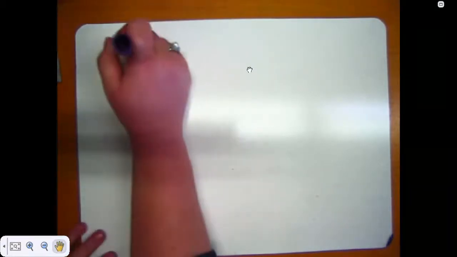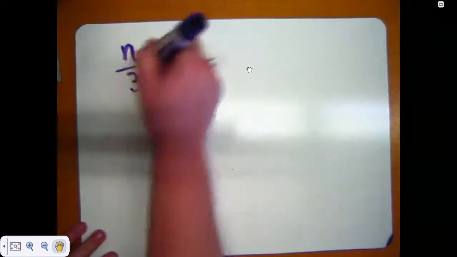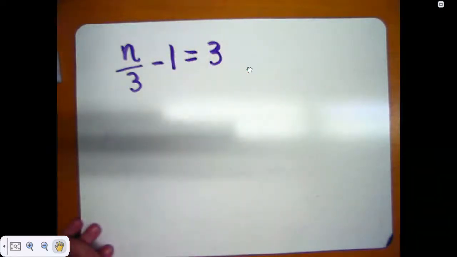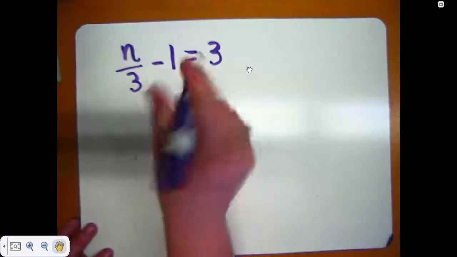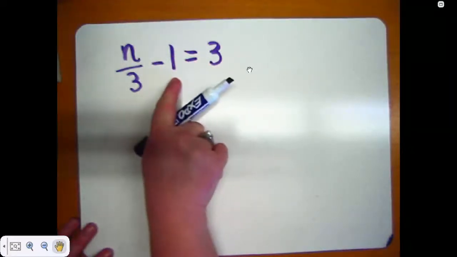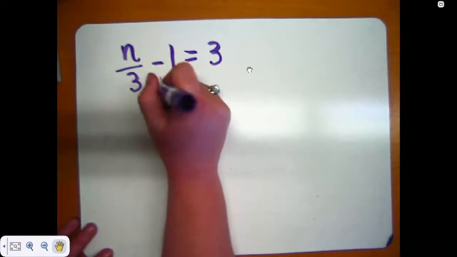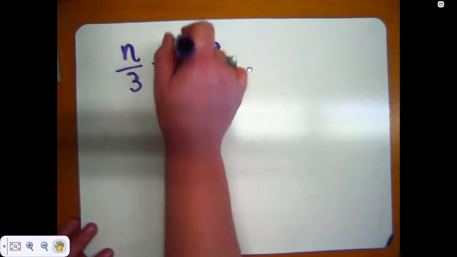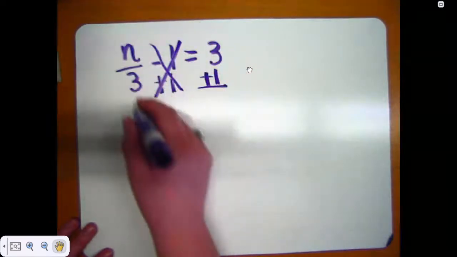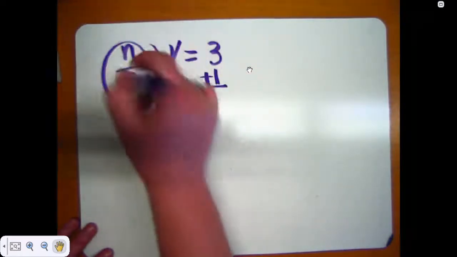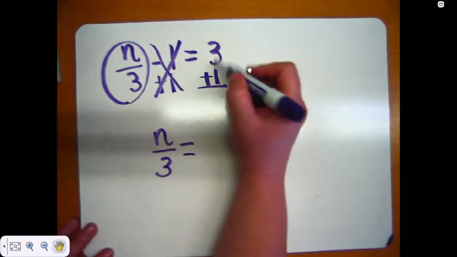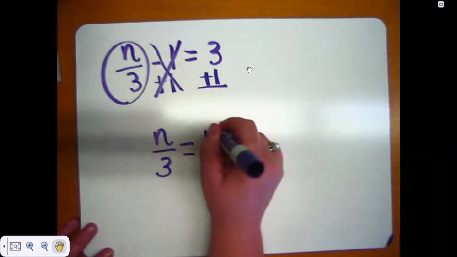So let's say we have n over 3 minus 1 equals 3. The first thing we're going to do is try to get the variable by itself. And we're going to do that by doing the additive inverse of -1, which would be +1. And if I do it to this side, I have to do it to this side. So this is going to go away. So I'm going to bring this whole thing down. So I'm going to do n over 3 is equal to 3 plus 1 is 4.